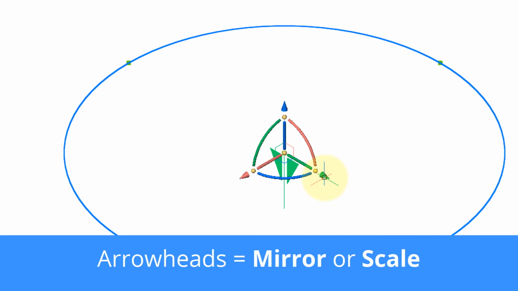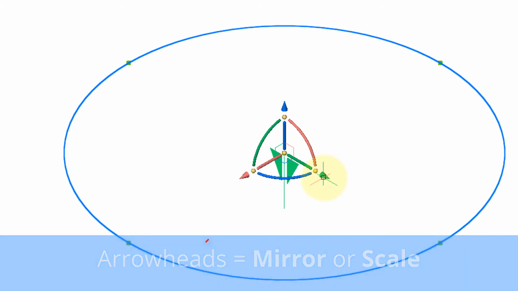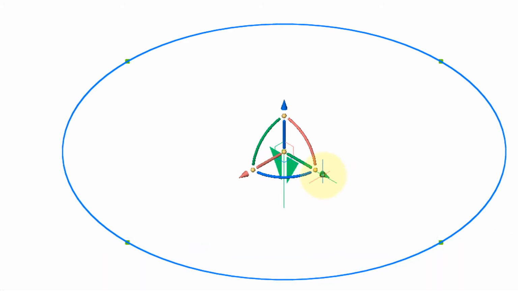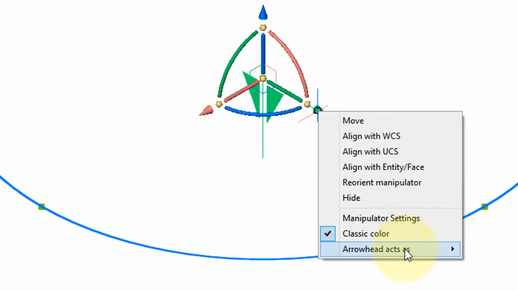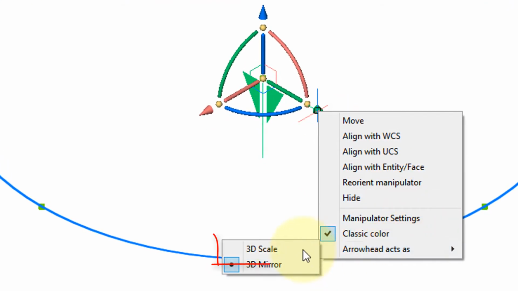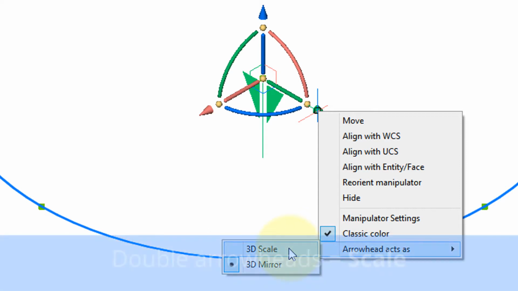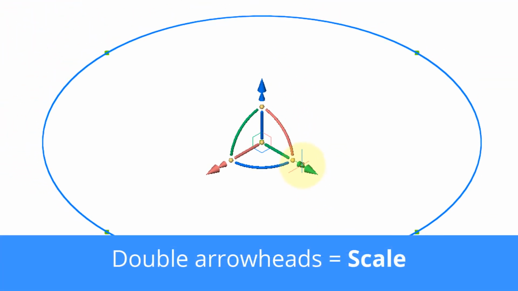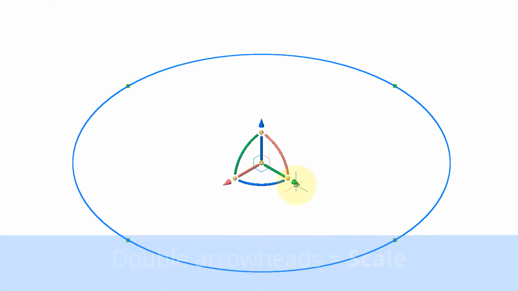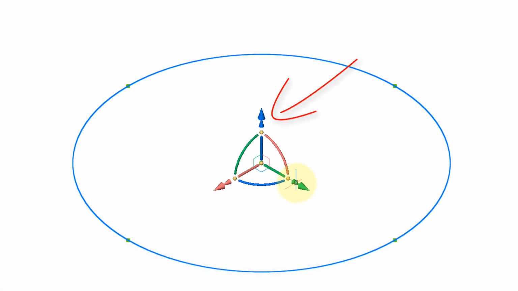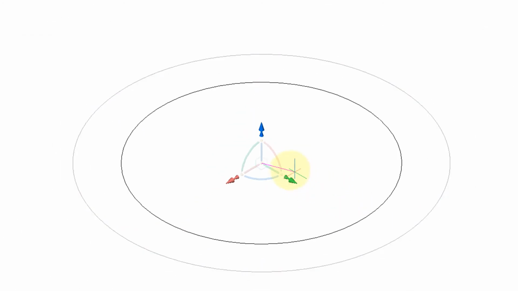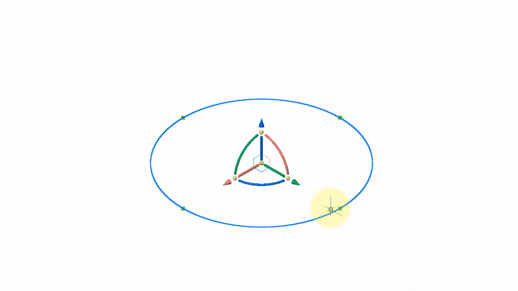The arrowheads provide double duty depending on what you choose. You can see the mirror symbol coming up. If I right click and then choose arrowhead access, you can also switch to scale mode, which I would find more useful. So I've chosen 3D scale, and now when I go over the arrowhead, you get arrowheads that change in size to show you that the circle will get bigger or smaller. So let me click, drag it back and forth, and there it is, smaller.